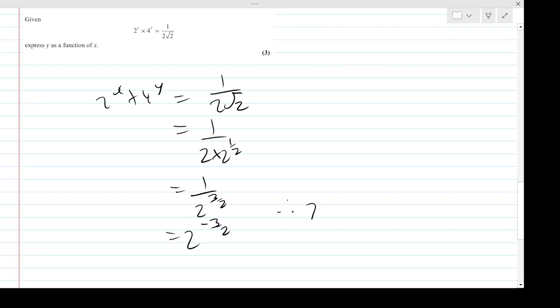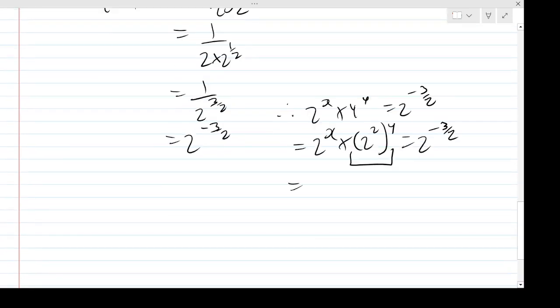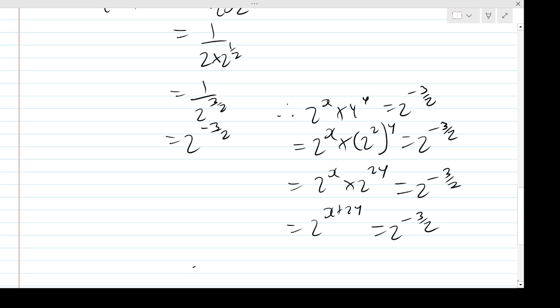So then we can say that 2 to the x times 4 to the y is 2 to the minus 3 over 2. And actually this 4 to the y, 4 is a power of 2, so that's 2 squared. So 2 to the x times 2 squared to the power of y is 2 to the minus 3 over 2. Well, we can expand this bracket by multiplying the power. So 2 to the x times 2 to the 2y is 2 to the minus 3 over 2. Then we can add these powers together because we're multiplying the same number 2. So that'd be 2 to the x plus 2y is 2 to the minus 3 over 2. And then we can just compare the powers because everything is powers of 2.